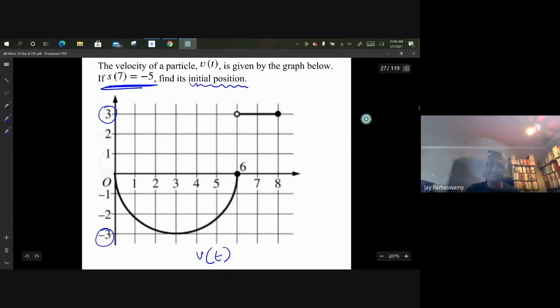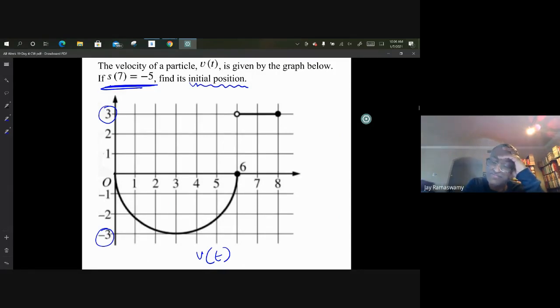Do not speak. It says, find its initial position. Okay, Mr. Buhe or Ms. Parala, what are they asking for? Again, Mr. Buhe or Ms. Parala. Hurry up, please. You're holding the class behind. How do we interpret the question? Find its initial position.